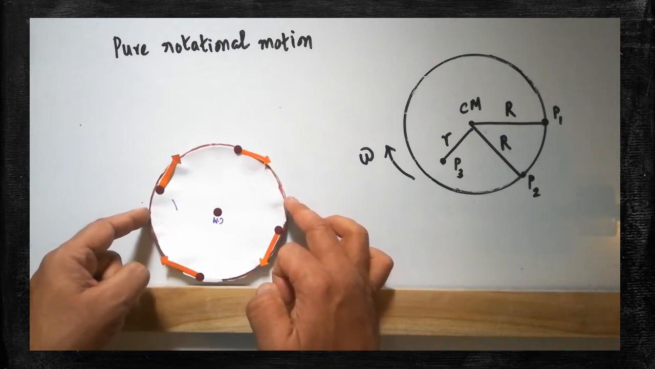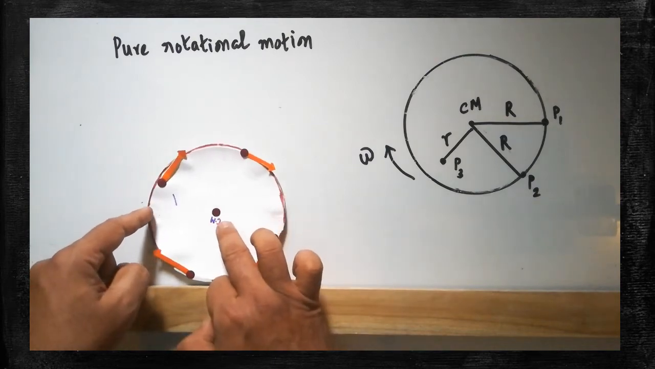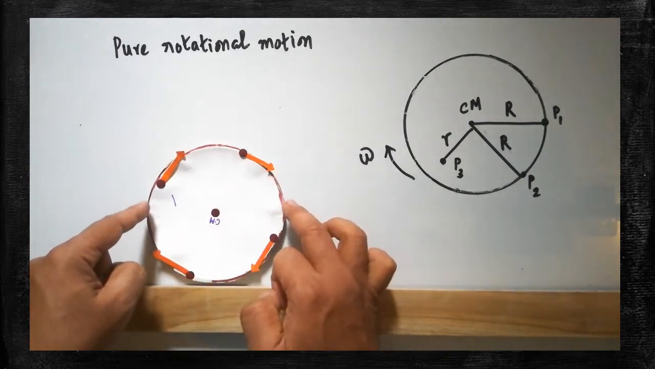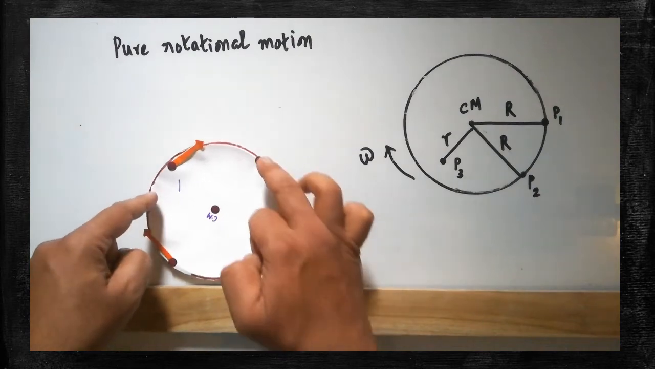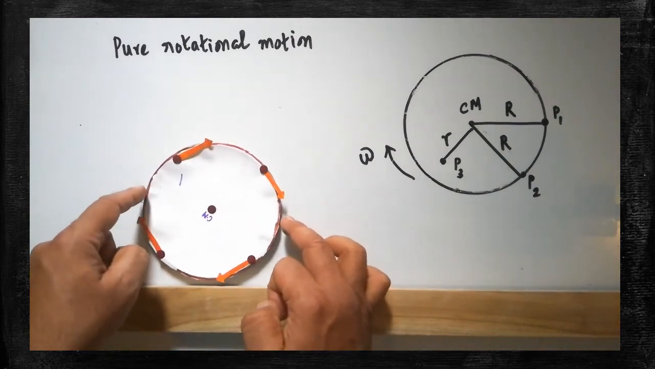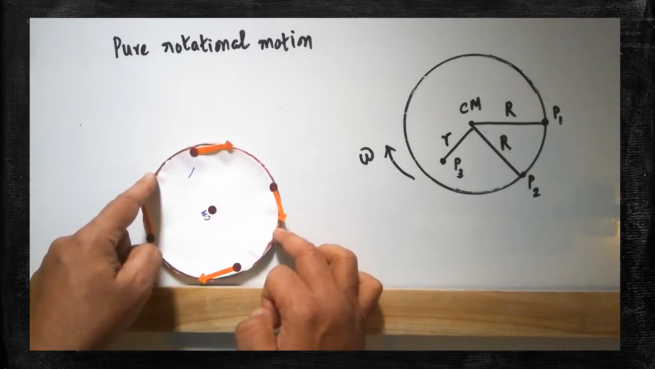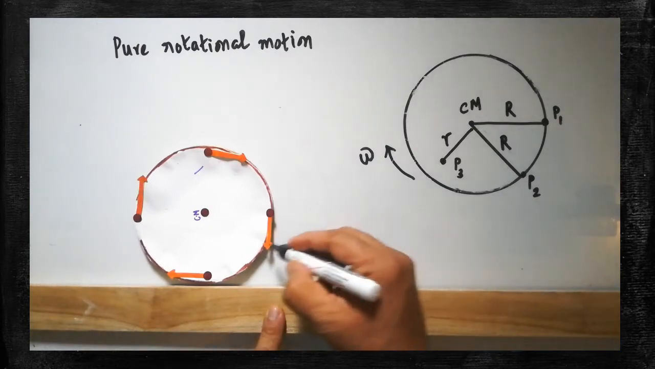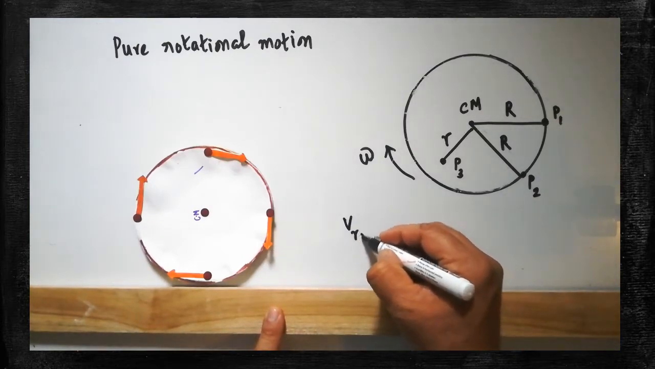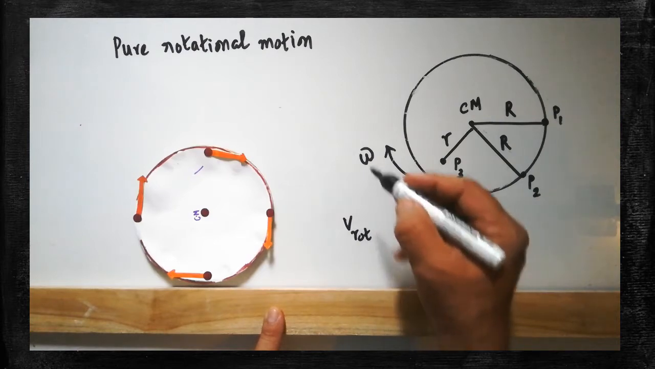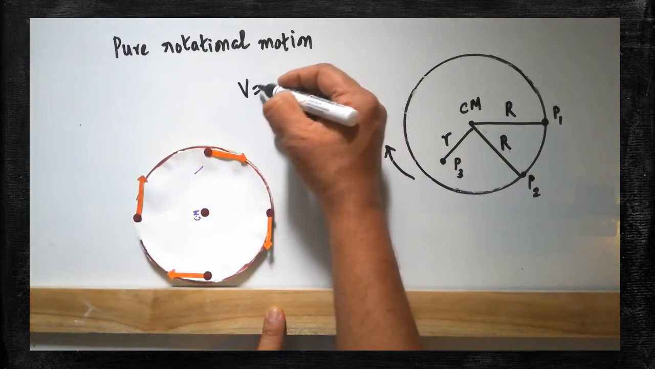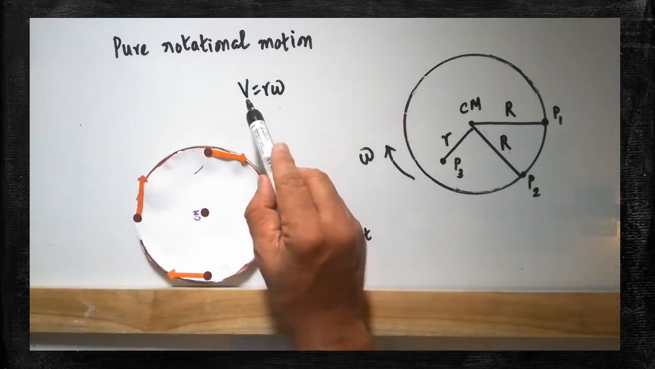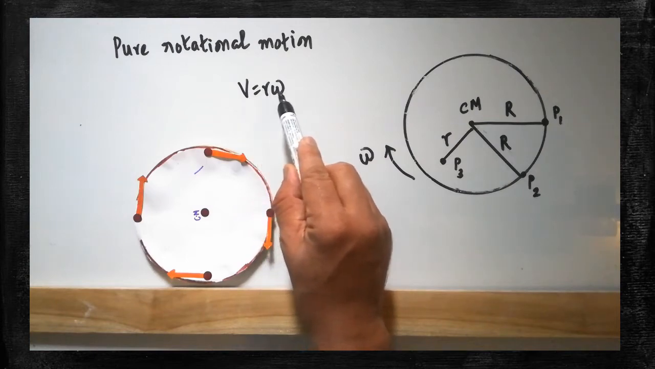When it rotates, look at the points here. This is the center of mass. These are the points located at the edges of the circumference. When it is rotated, these points will have their rotational velocity. That rotational velocity can be represented as V rotational. To calculate V rotational, we have to use the fundamental formula V = R omega. V = R omega is the fundamental formula. This is a relationship between linear velocity and angular velocity.